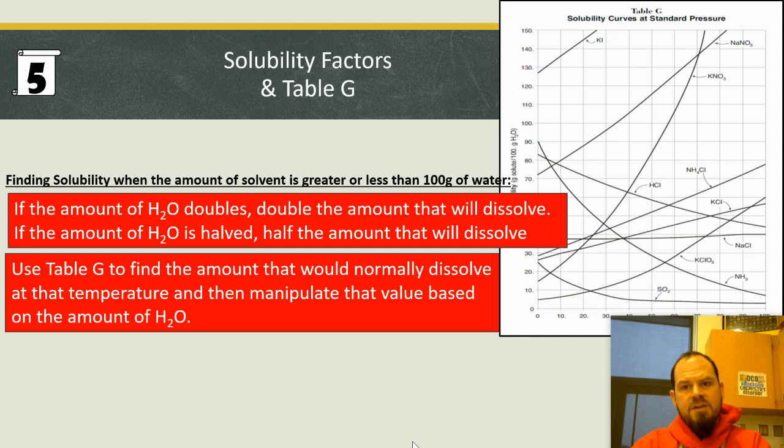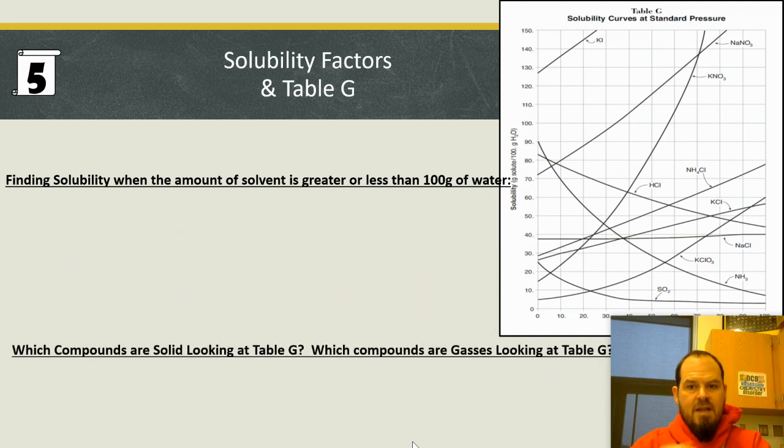Whenever I've seen a Regents exam, I very rarely have seen them actually ask this question at 100 grams of water. They've usually changed the amount of water. That's usually the game they go to. So that's going to be the last in our examples on page 16 and 17. So which are solid and liquid, or solid and gas.